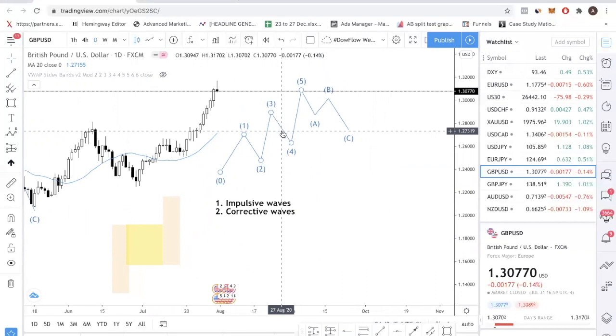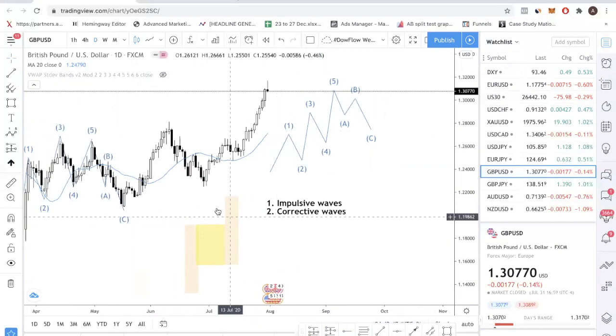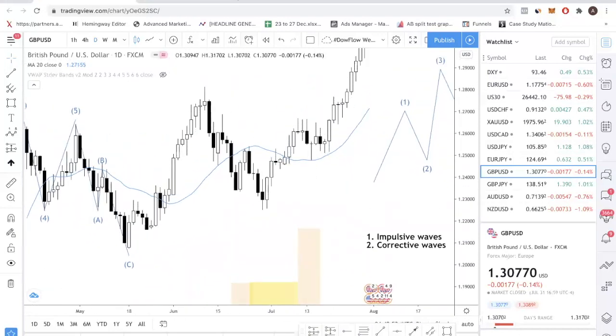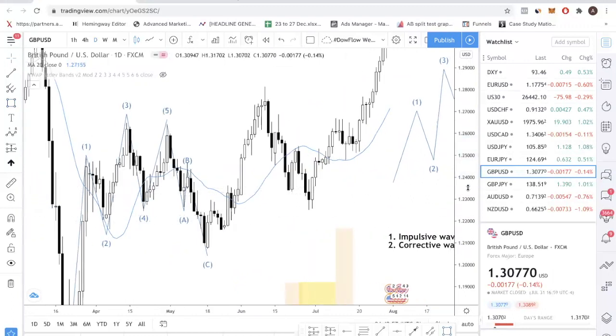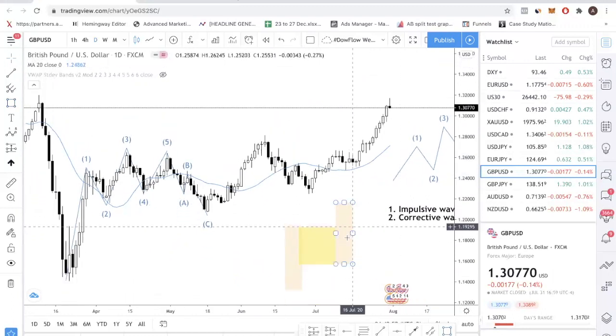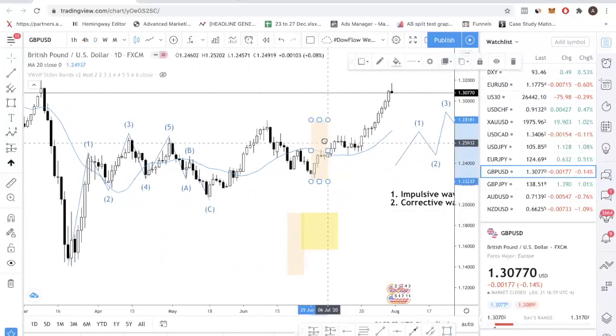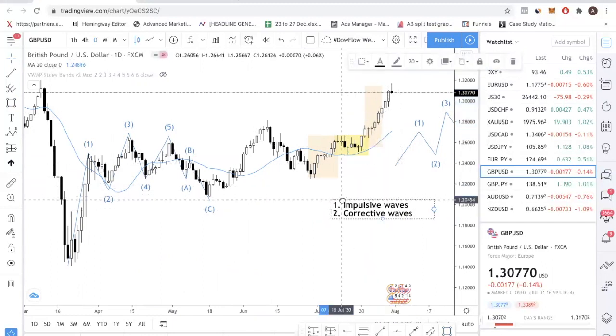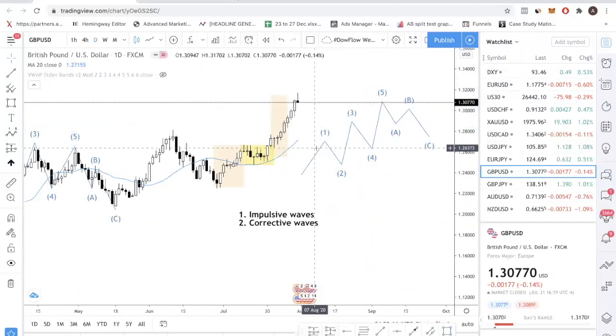But the way I like to use the Elliott wave is for trade direction. Meaning that if I see an impulsive set of candles, let me just color code it so you can see it clearly. Let's say this is impulsive and I see a corrective structure after that, here. Then I can reasonably conclude that the next move is going to be an impulsive structure. And this is what happened over here.